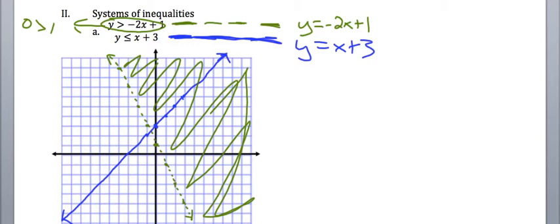And you could try anything you want. Try plugging in 10, 10. You get 10 is greater than negative 19. You get true stuff everywhere on the other side of that line. For the other one, again, I'm going to try 0, 0. When I do that for the second one, I get 0 is less than or equal to 3. That one is true. So since 0, 0 is on the bottom half of that line, I want to shade the bottom half.